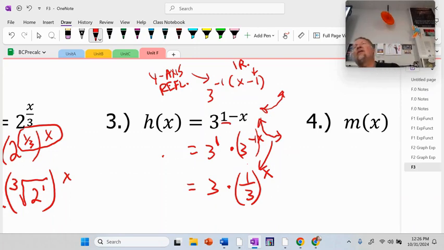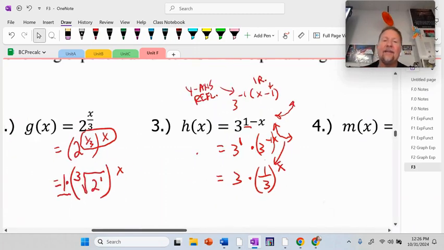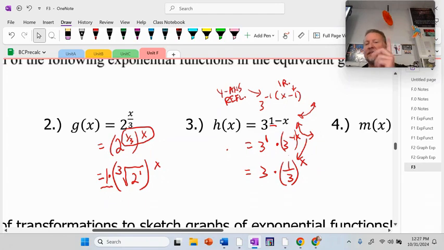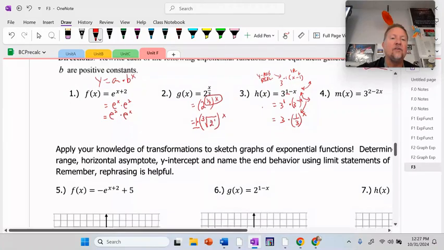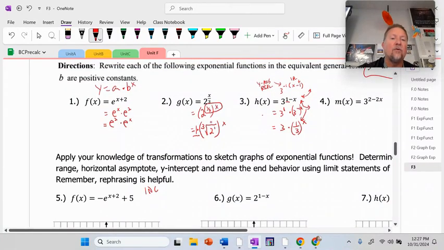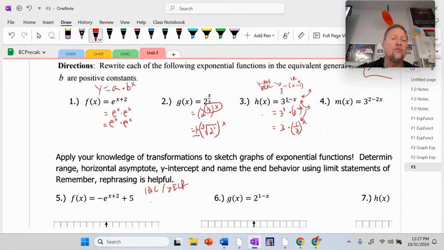I had an idea to tell my last hour. Remind me when I graph this one to talk about increasing, decreasing as opposed to growth, decay.